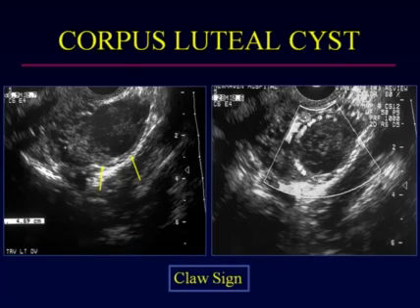This is an example of the claw sign. This patient was pregnant, had an intrauterine pregnancy, but had some left-sided pain. Here you can see the left adnexa. Here is the ovary.